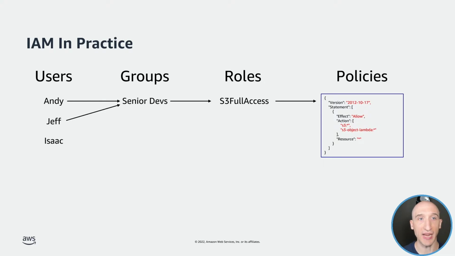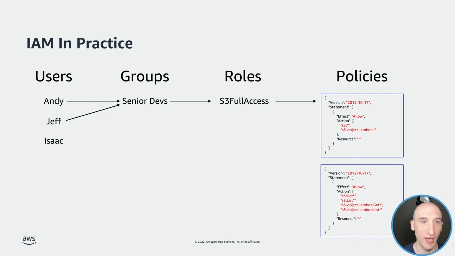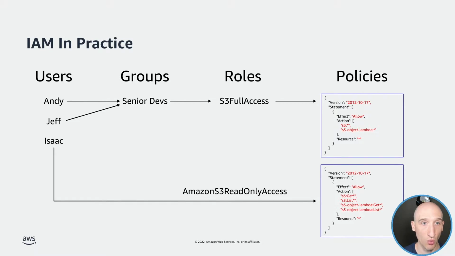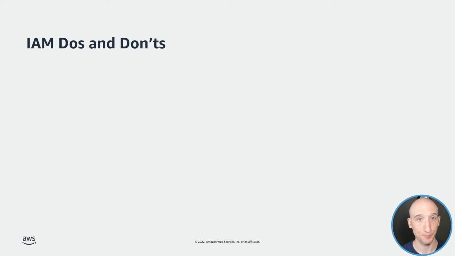However, what happens if Isaac joins the company? Isaac is not a senior developer. Isaac wants to be able to have read access to S3. So how do we do that? Well, we create a role for Isaac specifically, and assign that policy to that role. So Amazon S3 read-only access, for instance. So now Isaac has read-only access to Amazon S3, and Andy and Jeff have full access. So this is a really simple example, but it shows you how you can fine-tune roles and policies for different users and different groups of users.